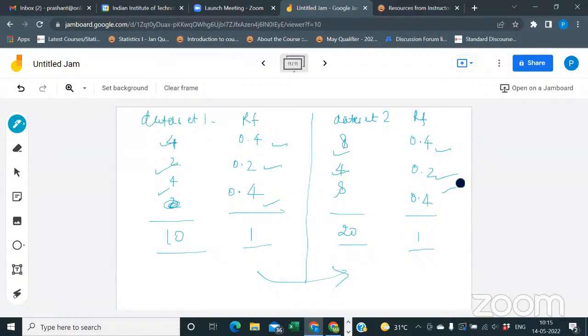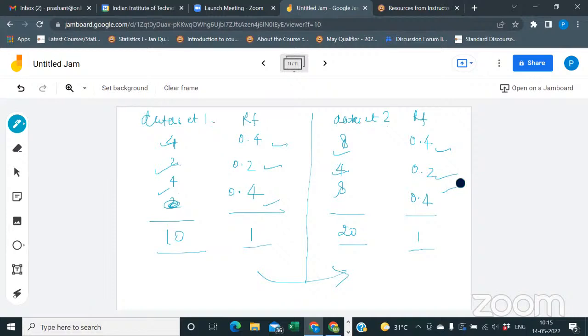So what do we conclude? Because frequencies are still different, can we say both data sets are the same in ratio? You can say the relative frequencies of these data sets are the same. You cannot say the data set is the same. The data sets can be different.